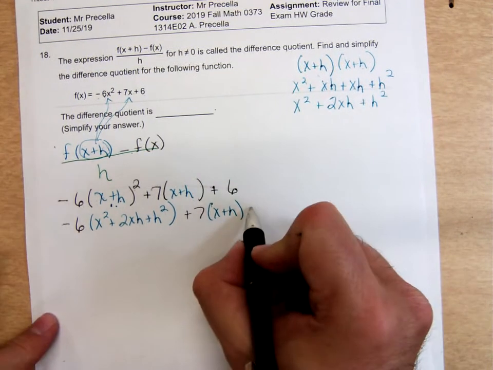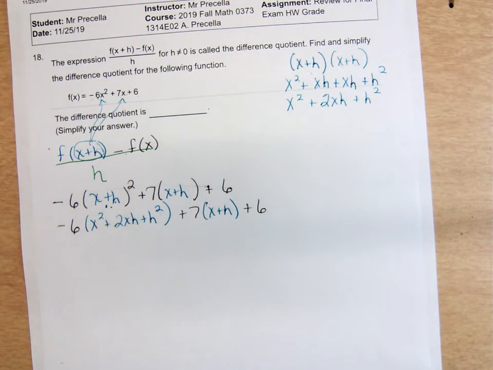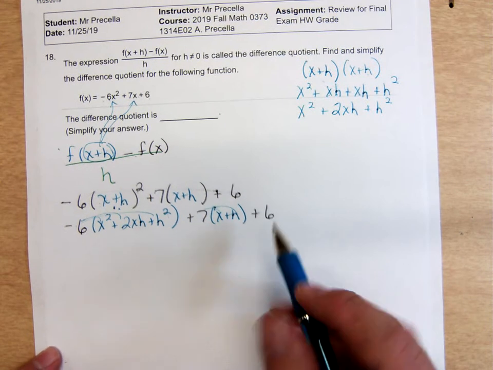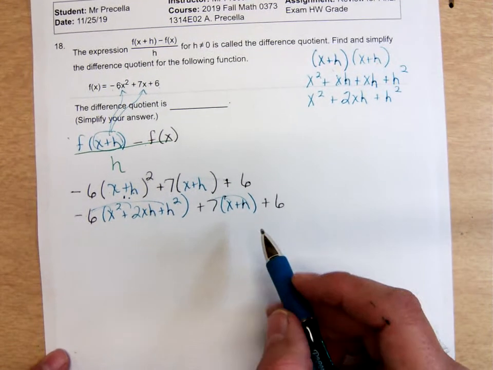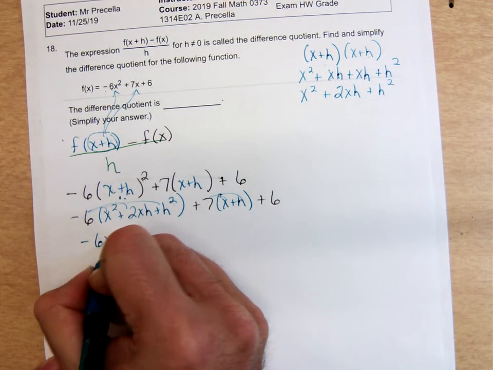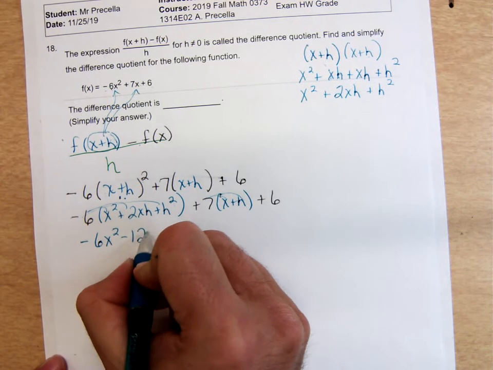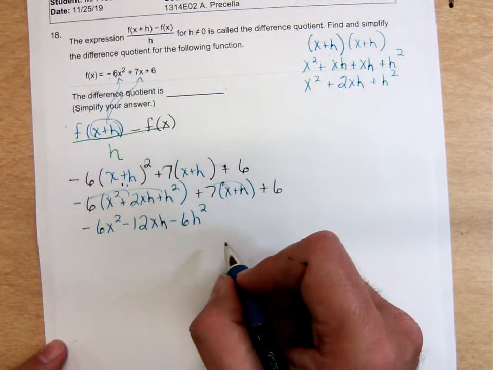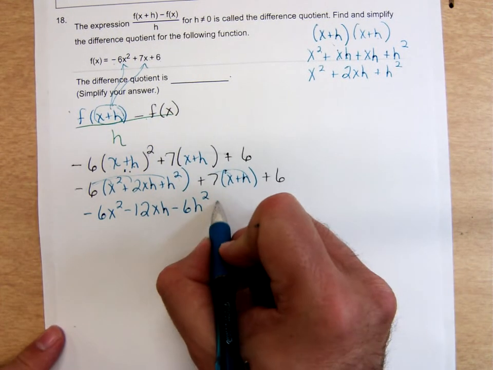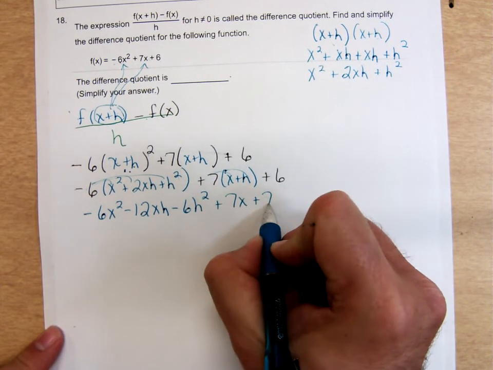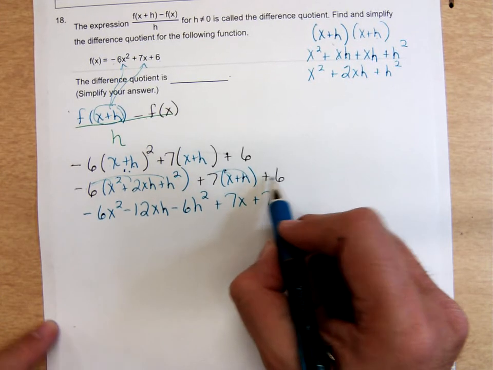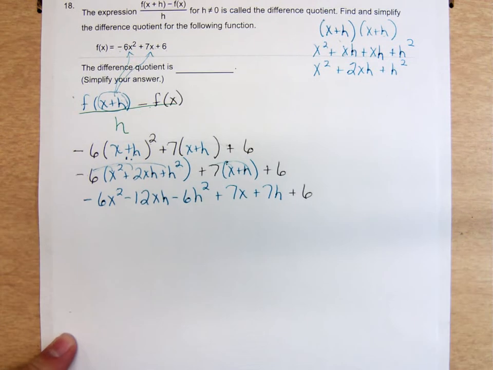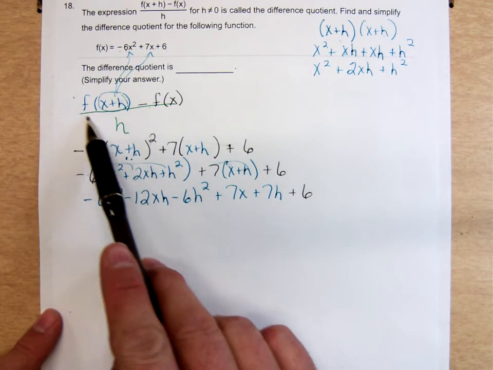I distribute that negative 6 here and the 7 there. When you're through with that, you've done the hard part. You'd have a negative 6x squared minus 12xh minus 6h squared plus 7x plus 7h. And we still have that black plus 6 that's just dangling there at the end. I'll go ahead and write it down. And that was the f of x plus h. Did y'all follow what I did there?